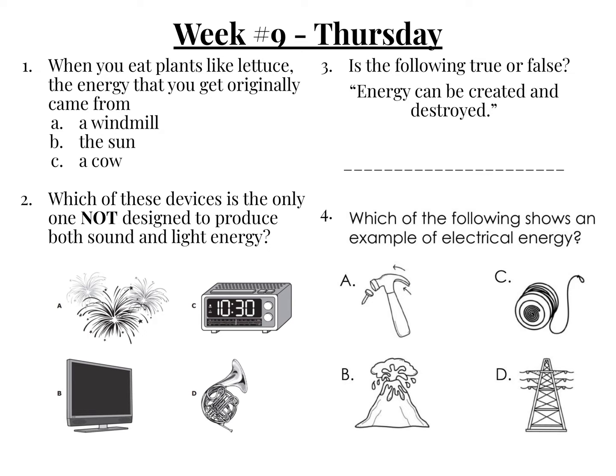When you eat plants like lettuce, the energy that you get originally came from A, a windmill, B, the sun, C, a cow. Well, for plants to gain energy, they have to absorb sunlight from the sun to produce the energy that you will be eating. So your answer is B.